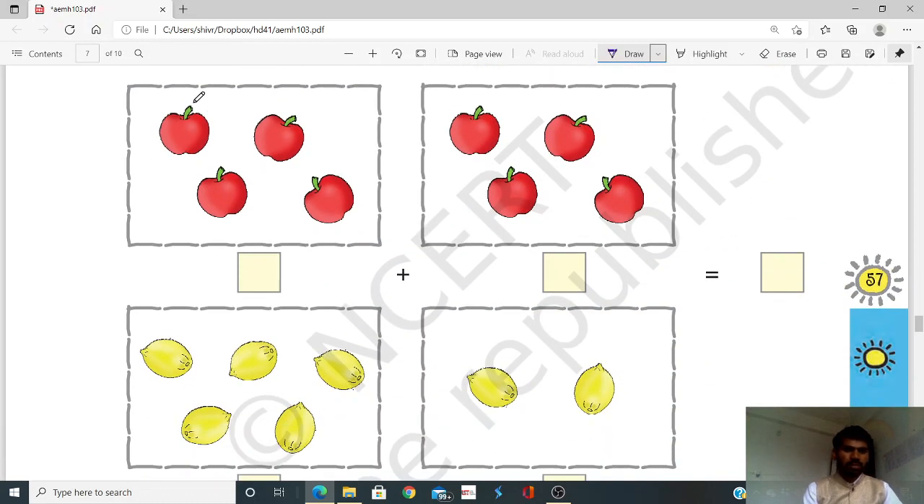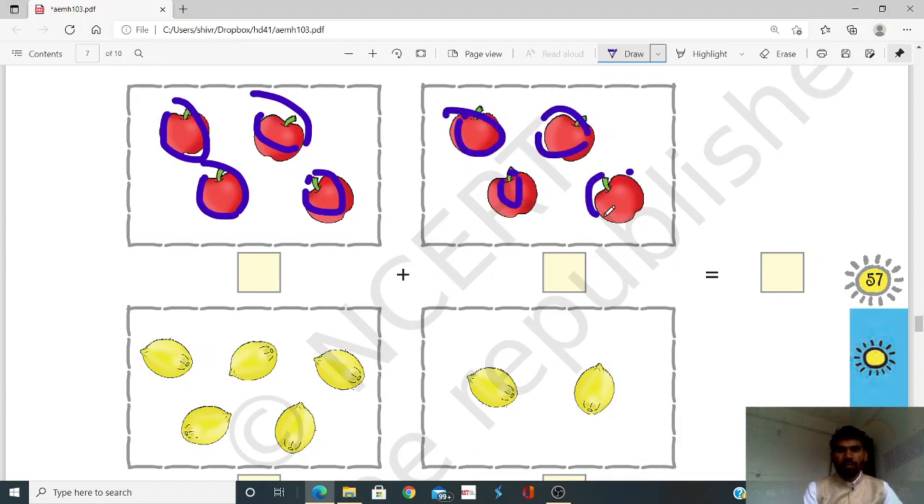Here you can see apples, right? These are the 4 apples plus 4 apples, right? We have to do the addition. How can we do addition? 4 plus 4 is equal to 8, right?